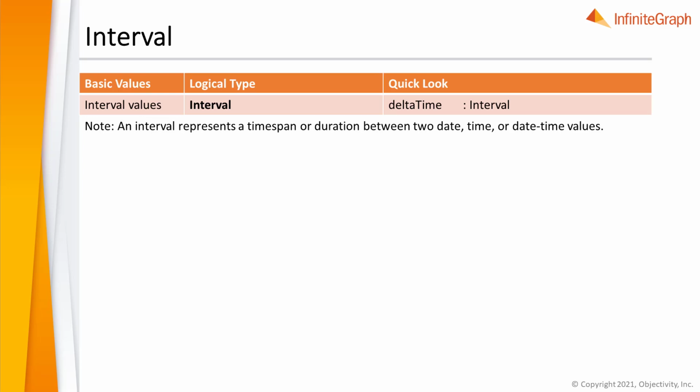The final date-time related attribute type is interval. An interval represents a time span or duration between two date, time, or date-time values. The basic values are interval values. The logical type is interval, and here in the quick look we see that we can create an attribute called delta time of type interval.